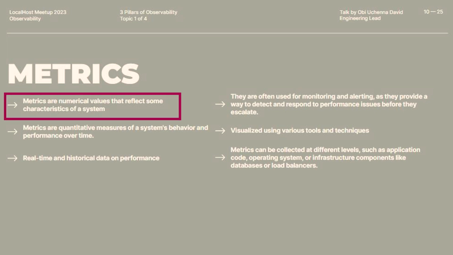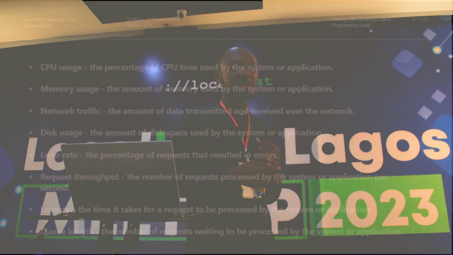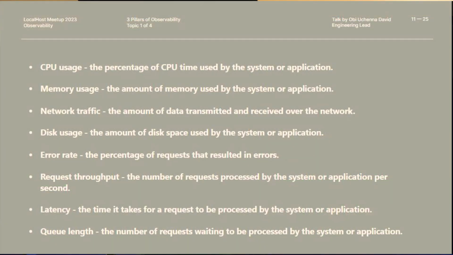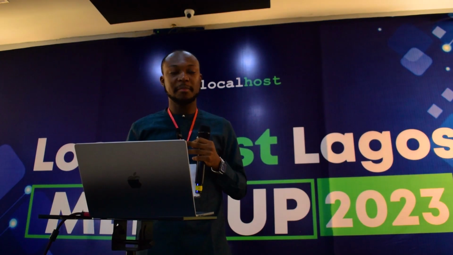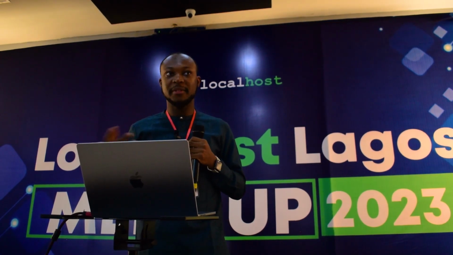Metrics are usually numerical values that give the performance or characteristics of a system, right? So metrics can be your CPU usage, it can be your latency, memory usage, it can be error rates. There's a ton of things that you can define as metrics, right? You can visualize these metrics with APM visualization tools.